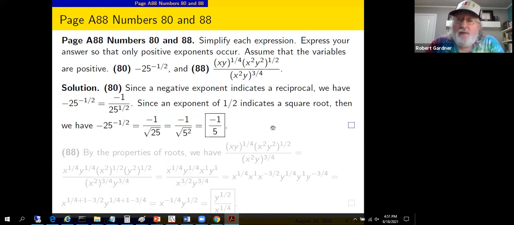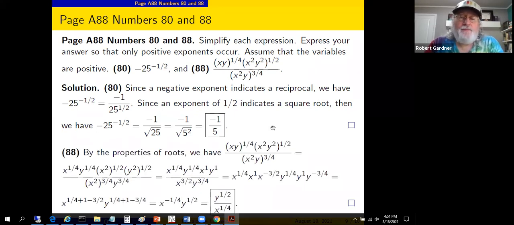Let's do one with variables. Okay, we've got properties of roots and properties of exponents. They give us the following. So we're dealing with (xy) to the 1/4 times (x squared y squared) to the 1/2, over (x squared y) to the 3/4. These are multiplied together before the 4th root was taken as well.